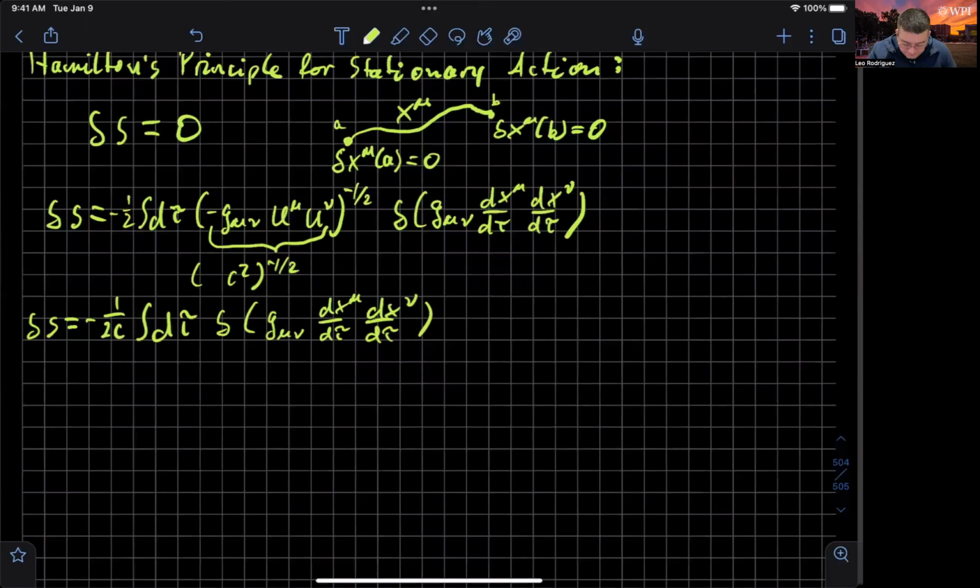So again, going from here to this step, we invoke the equivalence principle. So let's see what invoking the equivalence principle does for us in calculating this variation. So let's go through.